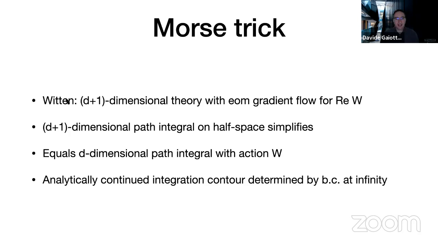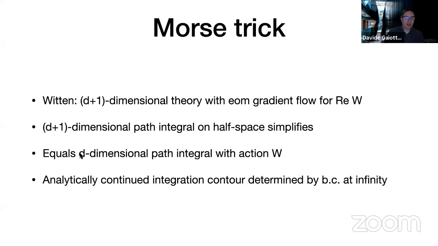Essentially, you observe that the D plus fundamental path integral on a half space simplifies and equals a D-dimensional path integral whose action is this functional. This D-dimensional path integral is a bit funny because it is not made on a standard integration contour, at least not necessarily, but rather on integration contours determined by the boundary conditions at infinity for this D plus fundamental path integral. So Witten used this originally to study analytic continuation of Chern-Simons theory. He was studying a four-dimensional theory with equations of motion for gradient flows of a Chern-Simons functional. And so this allowed him to study Chern-Simons theory with non-trivial integration contours.